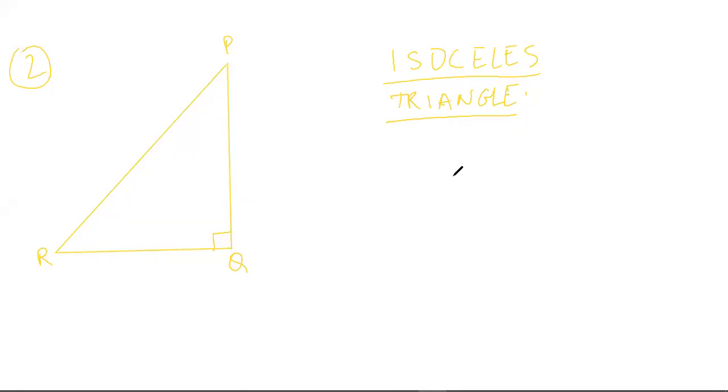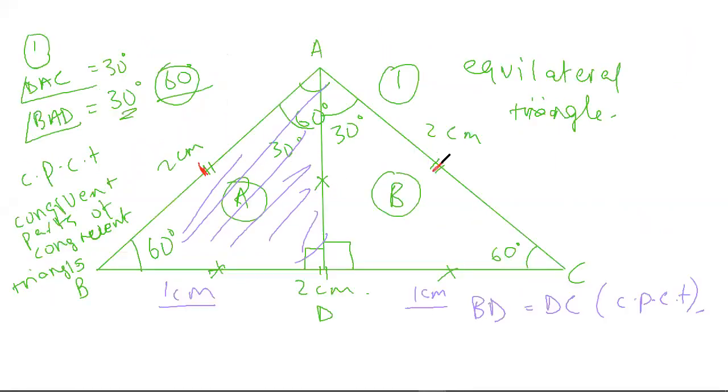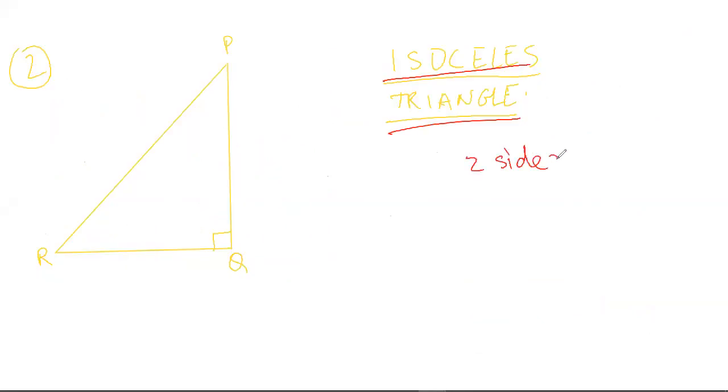So we have moved on to the second magic triangle, and the magic triangle that I have right in front of you is an isosceles triangle. What do I mean by an isosceles triangle? Earlier in the equilateral triangle that we had seen, three sides were equal. In isosceles triangles, two sides are equal. So if we assume those sides to be 1 centimeter, if I take RQ as 1 centimeter, therefore QP will also become 1 centimeter.